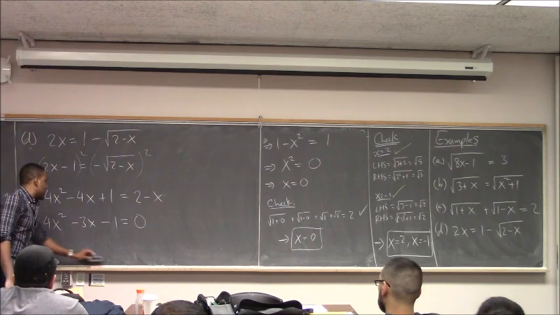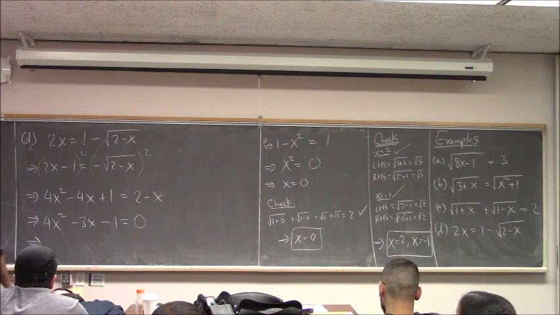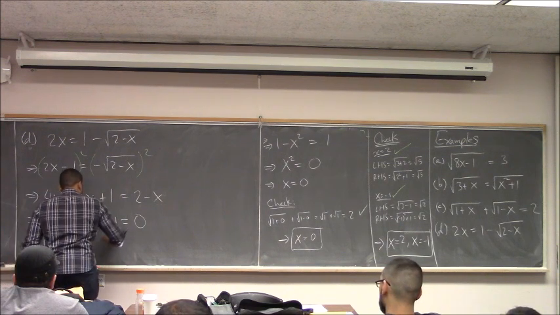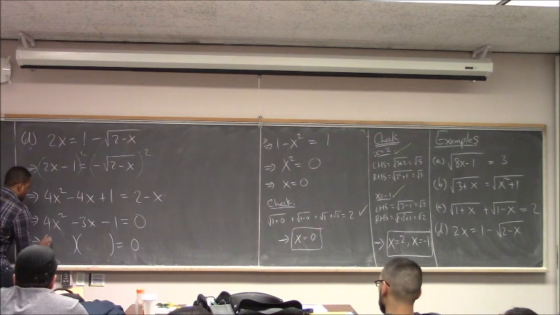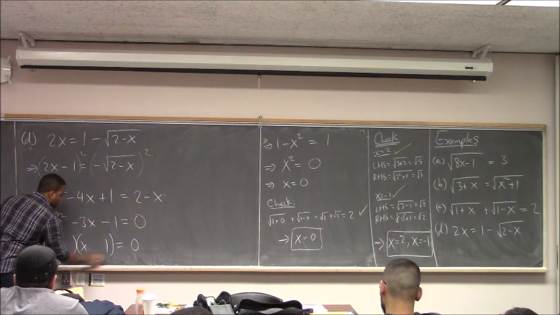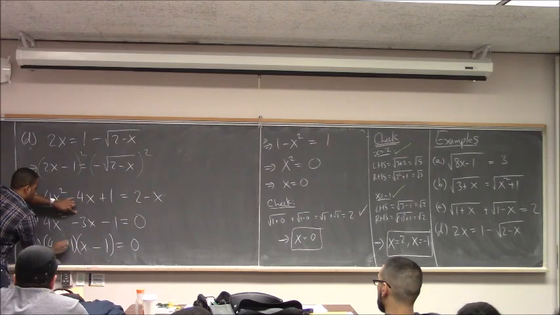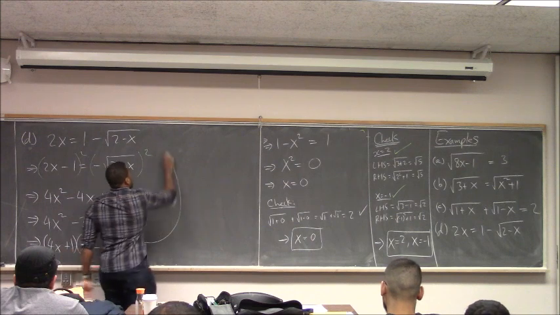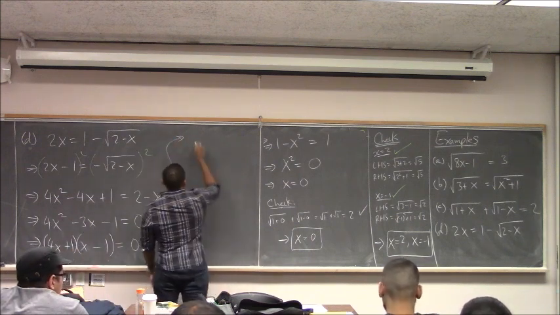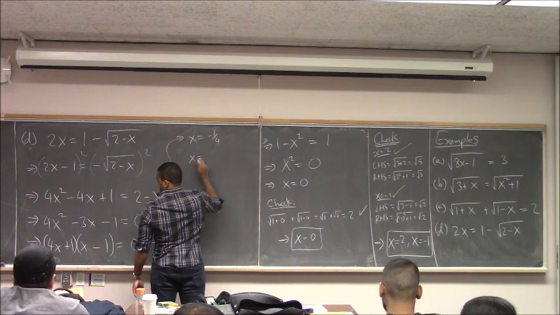Does that actually simplify, as in factor? Well, maybe 4x and x, 1 and 1. We want a minus 3, so we can make it a minus 4 and a plus 1. So this means our x is minus a quarter, or our x is 1.